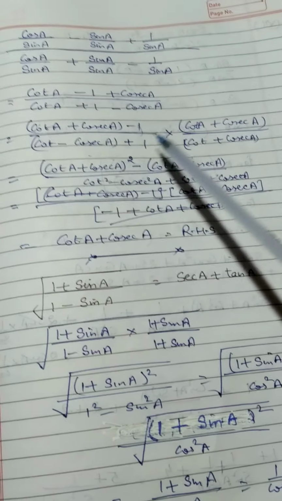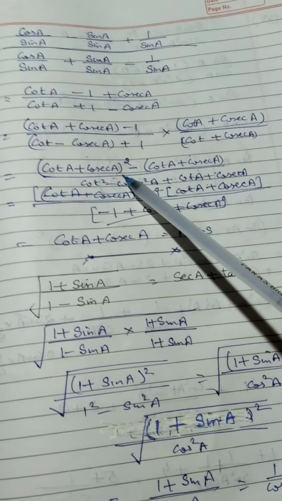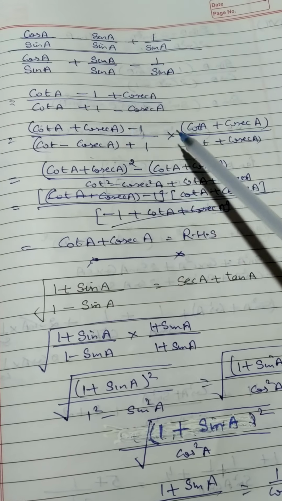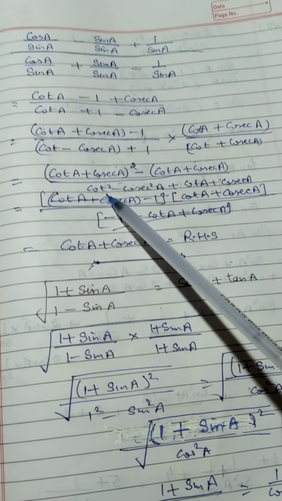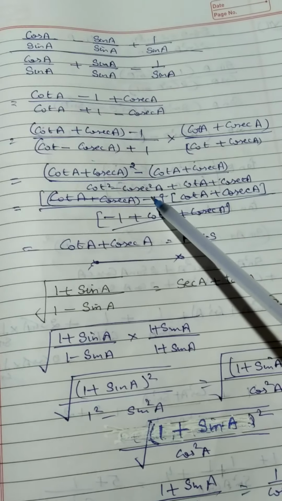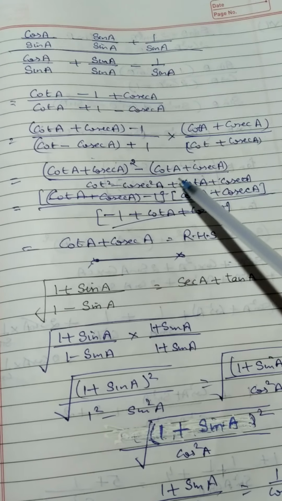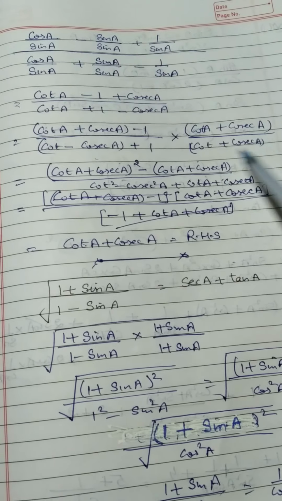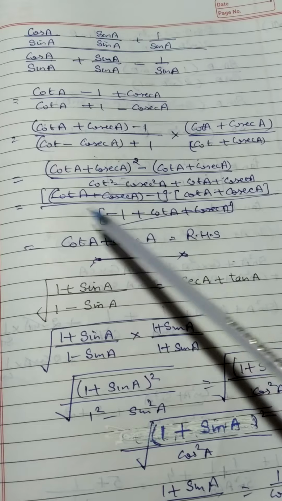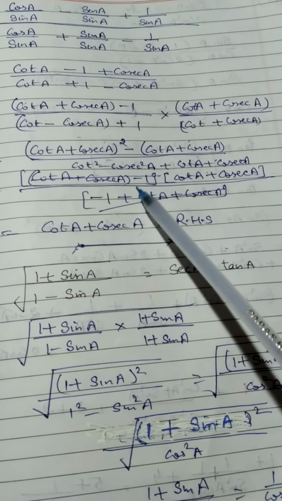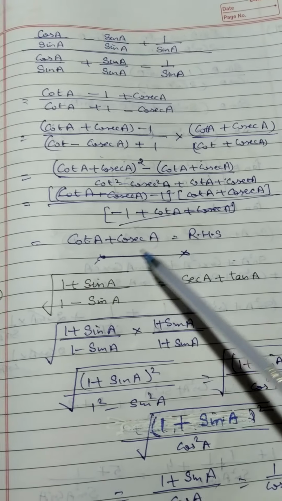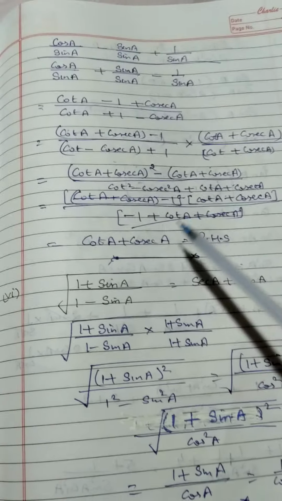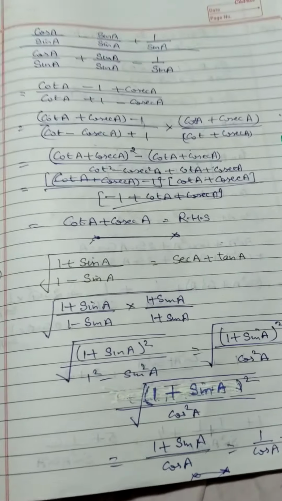Then it becomes (cot a plus cosecant a) whole square minus (cot a plus cosecant a), and in the denominator it becomes cot square a minus cosecant square a plus cot a plus cosecant a. We have opened the brackets, and on solving it we have cancelled the same terms, and we have got cot a plus cosecant a as the right hand side. That is what we had to bring out.